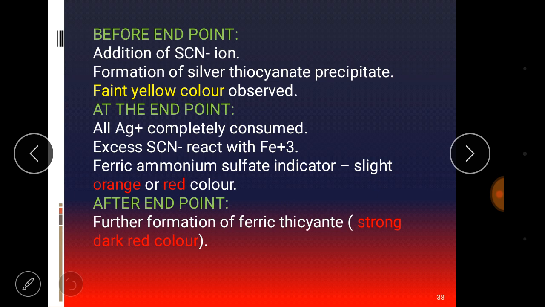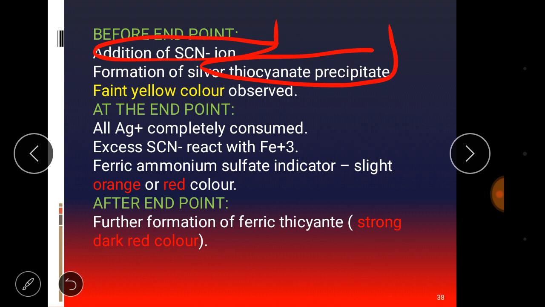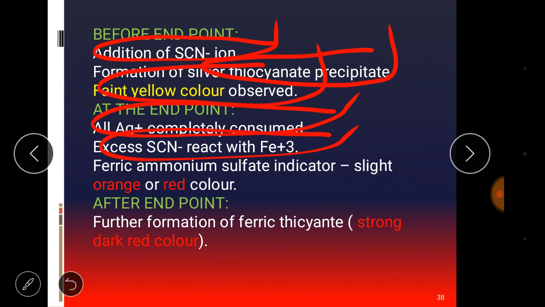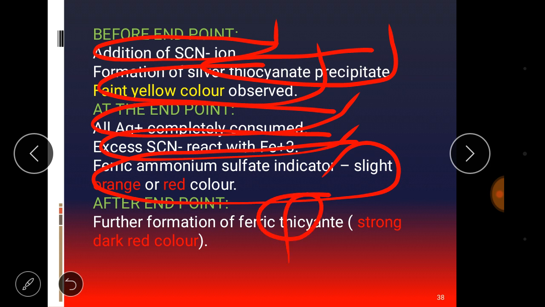Before the endpoint, on addition of SCN minus ion, there is formation of silver thiocyanate precipitate, and in that case we can observe a faint yellow color. At the end point, all Ag plus ions are completely consumed and excess SCN minus reacts with Fe plus 3. The ferric ammonium sulfate indicator here shows a slight orange or red color. After the end point, there is further formation of ferric thiocyanate, that means excess Fe plus 3 reacts with SCN minus to produce more ferric thiocyanate, which gives a strong dark red color.